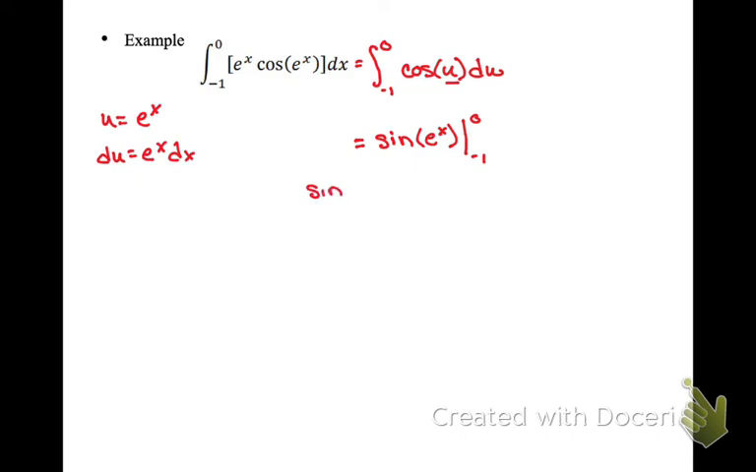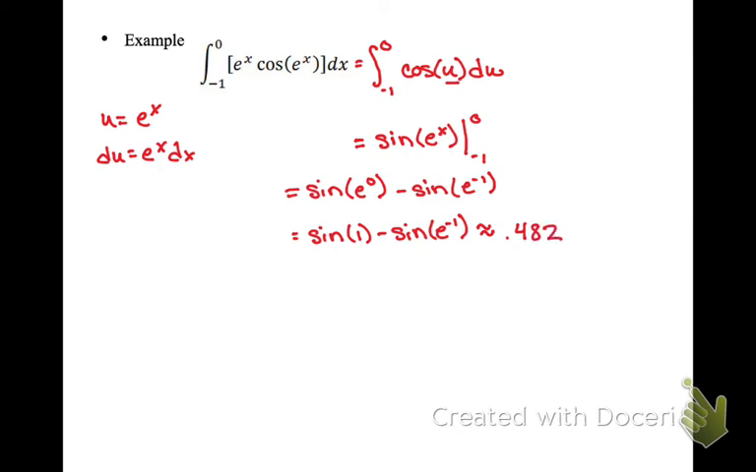So that gives me sine of e to the 0 minus sine of e to the negative 1. And what's e to the 0? 1. So the sine of 1 minus sine of e to the negative 1. And we could stop there or use a calculator. And you get 0.482. Ta-da! We're done.